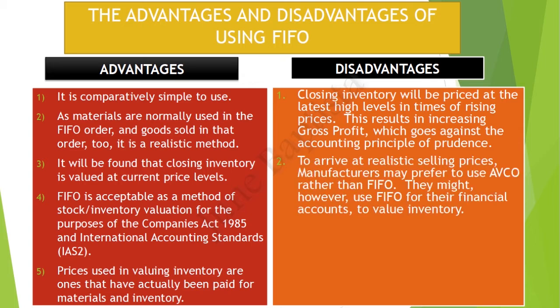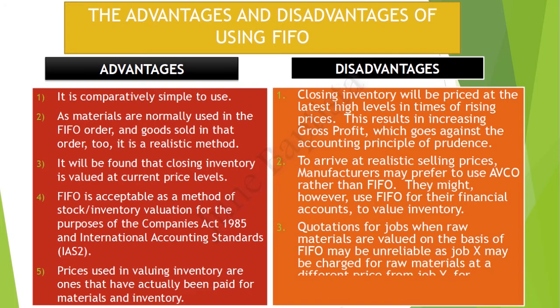2. To arrive at realistic selling prices, manufacturers may prefer to use AVCO rather than FIFO. They might, however, use FIFO for their financial accounts to value inventory. 3. Quotations for jobs when raw materials are valued on the basis of FIFO may be unreliable, as job X may be charged for raw materials at a different price from job Y, for instance, though the jobs are similar.